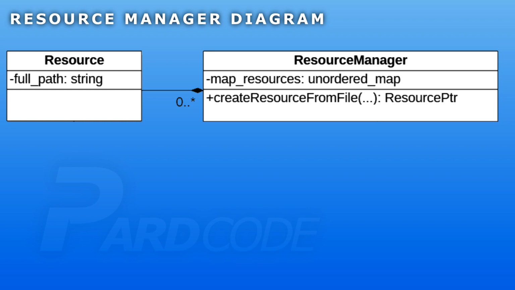Let's start the design of our resource manager. The main protagonists here are the resource manager and resource classes. The resource manager will contain zero or more resources by means of the unordered map. It will create or retrieve resources by using a suitable method that we will call simply create resource from file. The resource class will contain a string with the file path where it comes from. We will use wide char strings in order to support Unicode characters, and so file paths composed of characters of any languages.